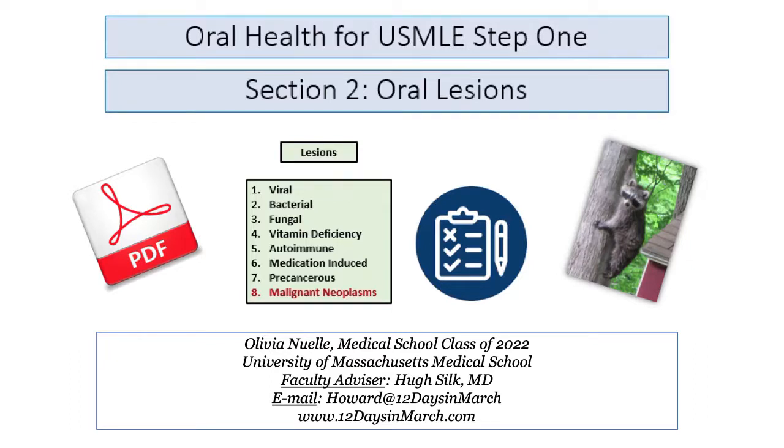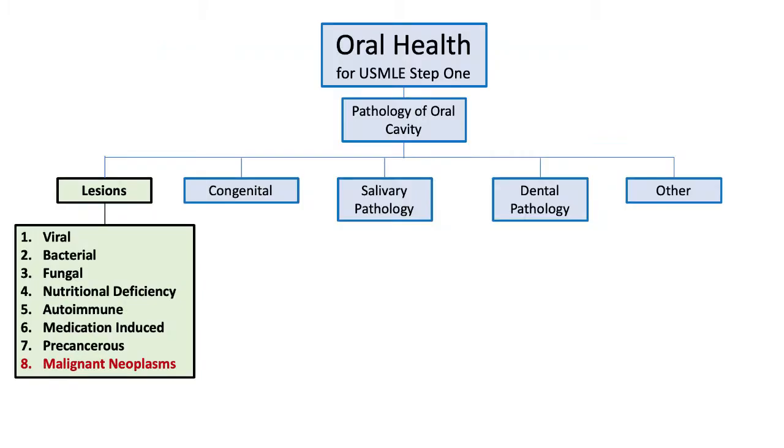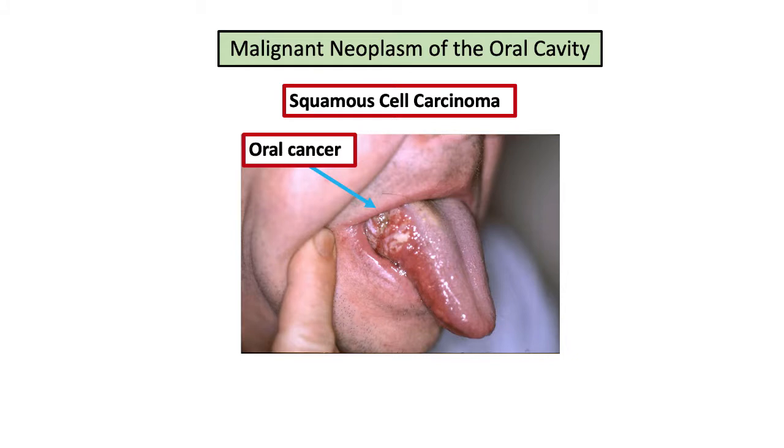In this final section on oral lesions, we'll review the neoplastic lesions you should be familiar with, followed by some sample questions. Although malignant neoplasm is the last topic of this section, it certainly isn't the least important. The most common oral cancer is squamous cell carcinoma. It accounts for 90% of oral cancers.